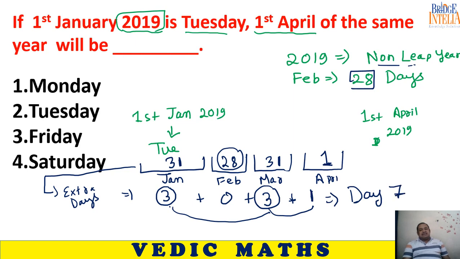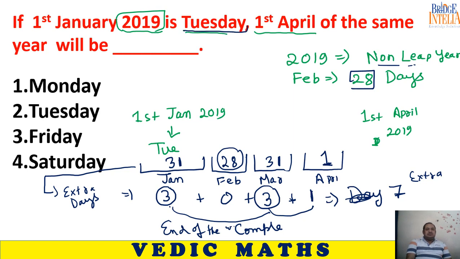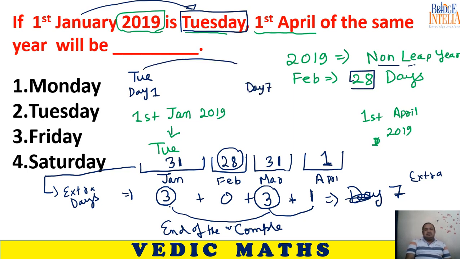So 7 extra days. There cannot be 7 extra days. It means 1 full week, a complete week. So 7 days means end of the week, day number 7. Your week starts from Tuesday because 1st January is given as Tuesday. So day number 1 is Tuesday. So what will day number 7 be? The last day of the week will be Monday. So the answer here is Monday.